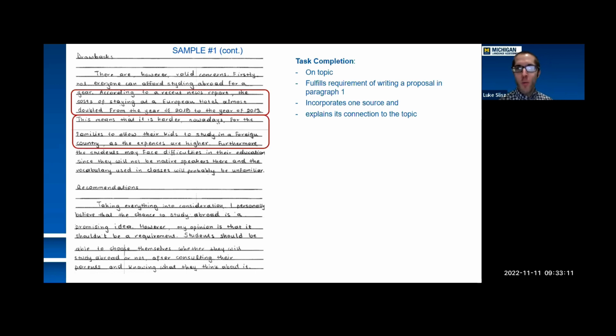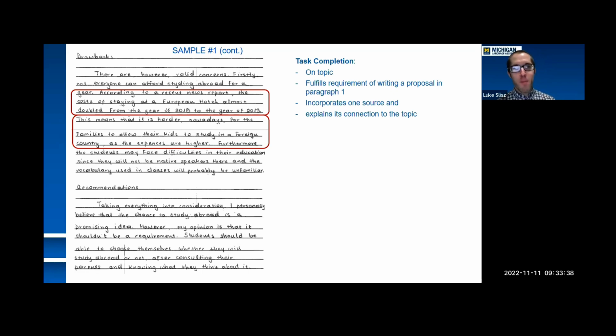They do incorporate one source. So that's what's squared off here. There is a source. It is a chart that shows the prices of hotels in Europe have gone up from 2017 to 2019. There's an upwards arrow. And they refer to that here by saying that according to a news report, the cost of staying in a European hotel has doubled from 2018 to 2019. And they don't simply include that piece of information. They actually explain the consequences of that and how it relates to the argument they're trying to make.